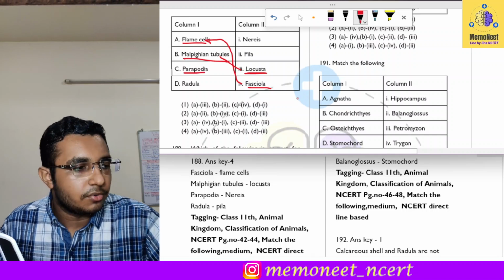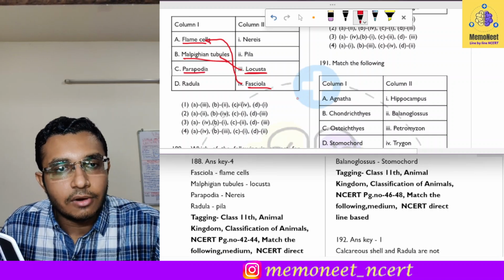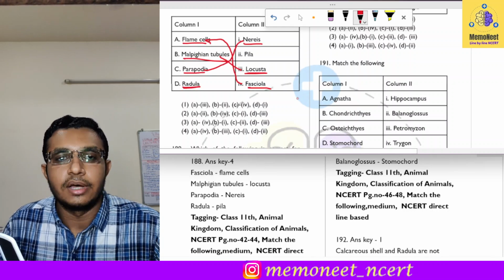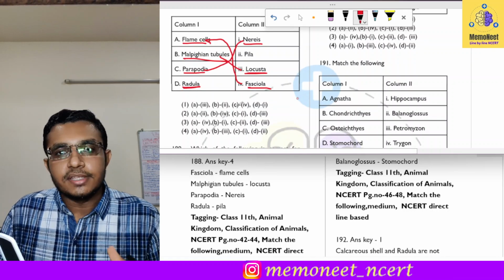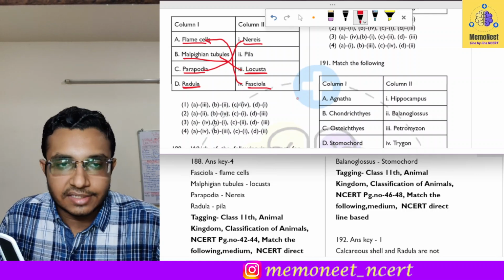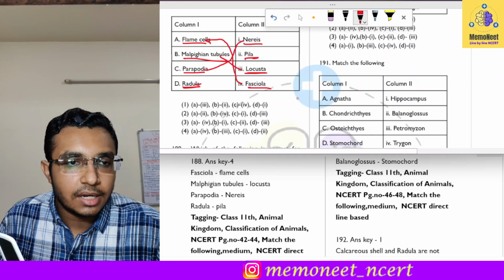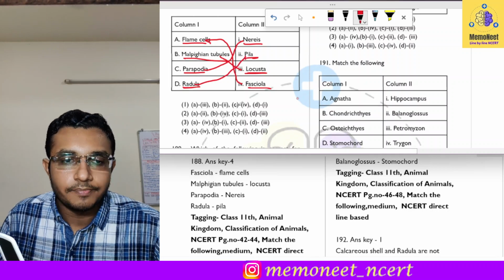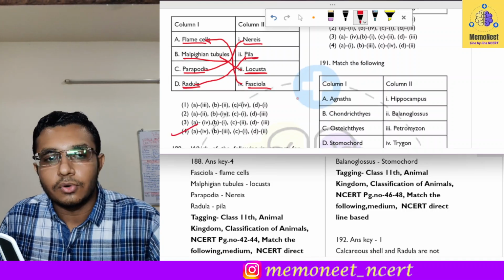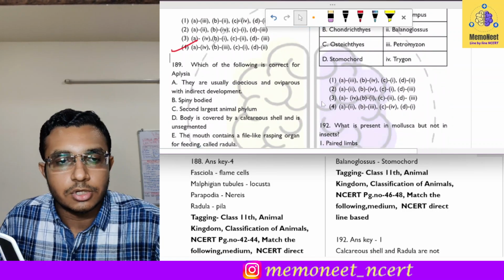C is Parapodia. The Parapodia are found in Nereis, so C goes with 1. And D is Radula. What is Radula? The Radula is the file-like rasping organ which is found in the phylum Mollusca, and an example of phylum Mollusca is the Pila, so D goes with 2. So which is the correct option showing the correct matching? It is option number 4. So the correct answer of this question is option 4.